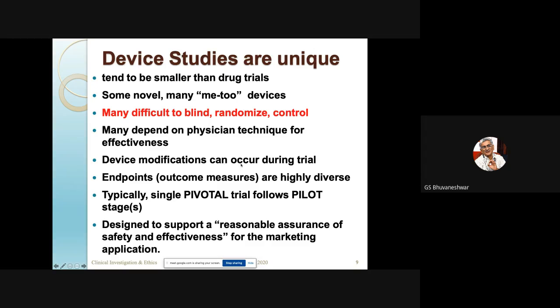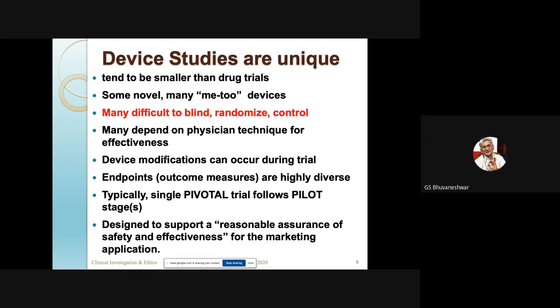Occasionally, device modifications can occur during a clinical trial or clinical investigation. Normally, it's not permitted, but it can occur in the early phase. But you'll have to go through a lot of further documentation and approvals to get that done. But it is potentially possible. This is not permitted in drug trials at all. You can't have a drug and make changes to it during the clinical investigation.